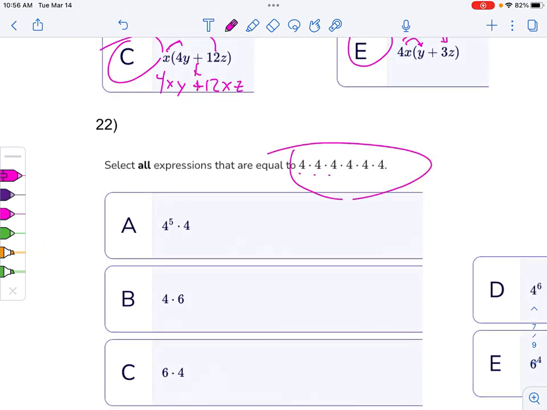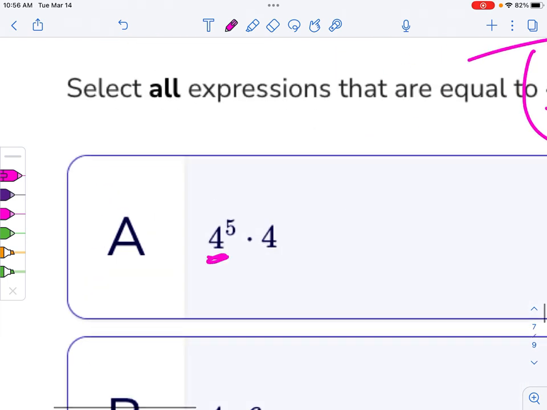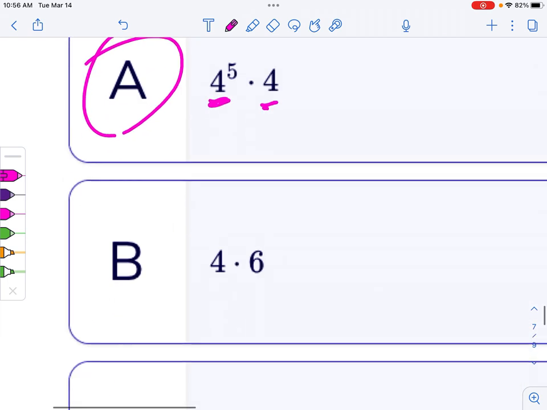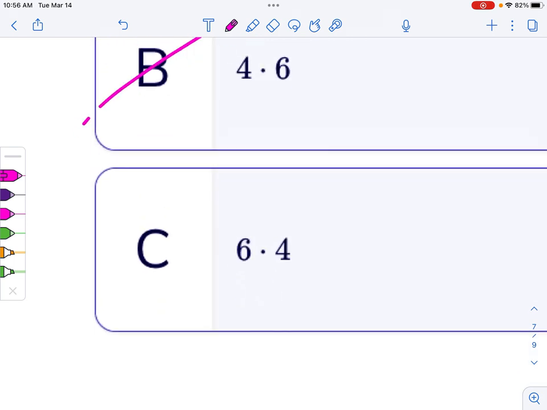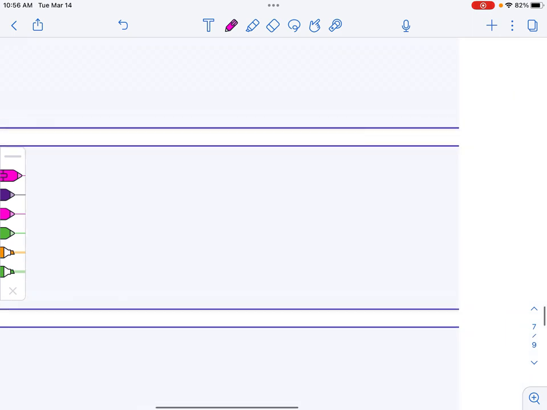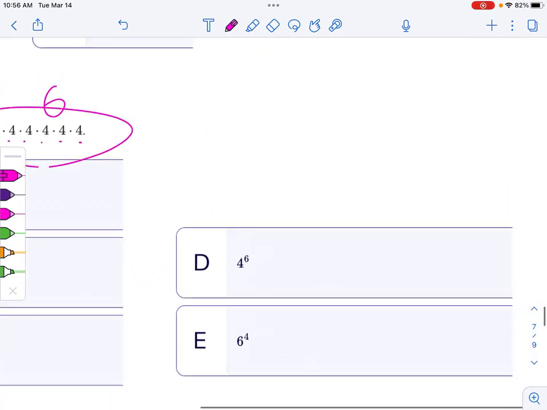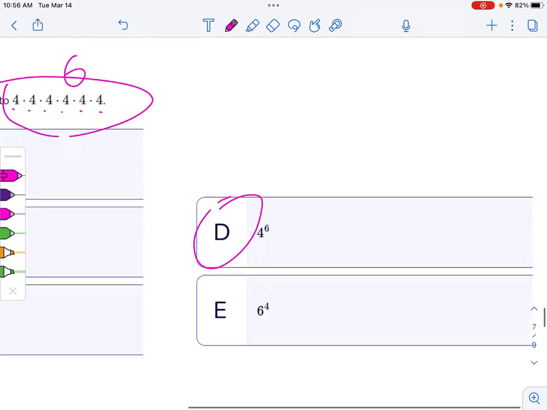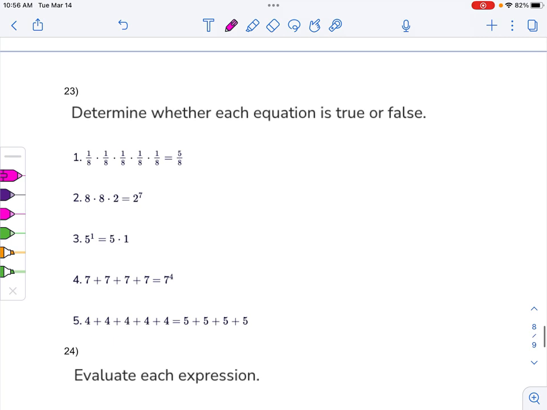I'm going to count those 4s. 1, 2, 3, 4, 5, 6. There's 6 4s here. So there's 5 already and 1 more. This is 4 times 6, which doesn't work. 6 times 4, which doesn't work because that's saying something different. And this is saying, oh, there's the 4 6s. That one works. And this is 6 4. That one does not work.